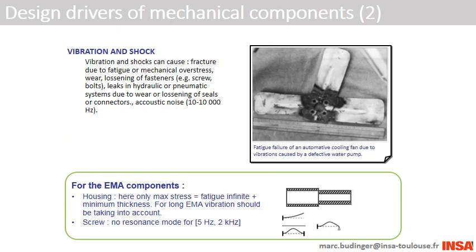Another source of mechanical degradation comes from the vibratory environment, or shocks, during operating time. For a linear actuator, we need to be sure that the housing or the screw will not be subject to stress due to resonance modes on typical plane frequencies, which is between 5 Hz and 2 kHz. If possible, we will try to eliminate all resonance modes in this frequency range.